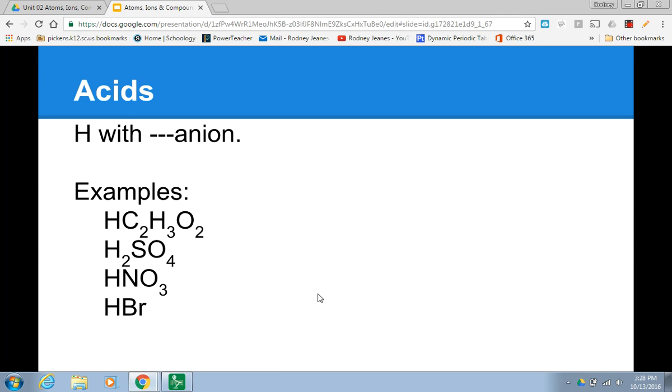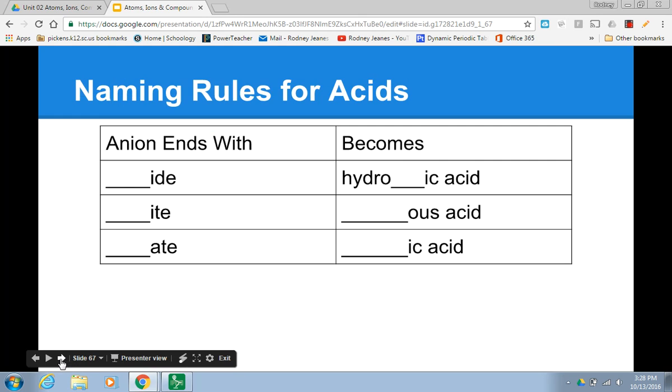So here are a few examples of that. You have H bonded to an acetate. All right, so that would be an acid. We have H2 bonded with a sulfate. We have H bonded with a nitrate anion. And then we have H here bonded with a bromide ion. So let's take a look at how we do this.